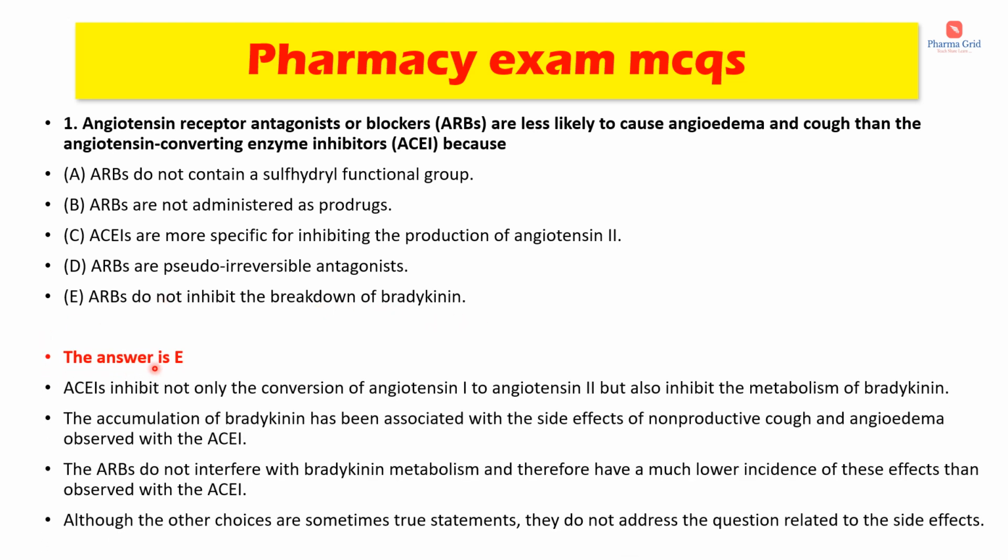Correct answer is option E, that is ARBs do not inhibit the breakdown of bradykinin. ACE inhibitors inhibit not only the conversion of angiotensin 1 to angiotensin 2 but also inhibit the metabolism of bradykinin. The accumulation of bradykinin has been associated with the side effects of non-productive cough and angioedema observed with the ACE inhibitors. The ARBs do not interfere with bradykinin metabolism and therefore have a much lower incidence of these effects than observed with the ACE inhibitors. Although the other choices are sometimes true statements, they do not address the question related to the side effects.